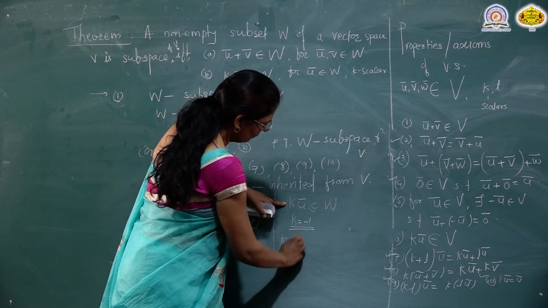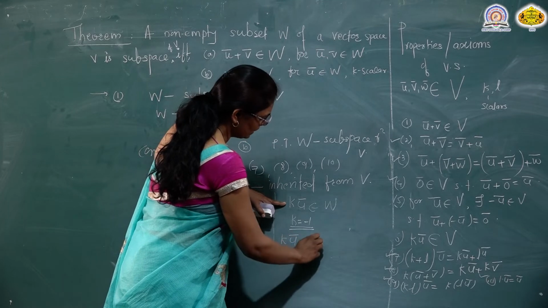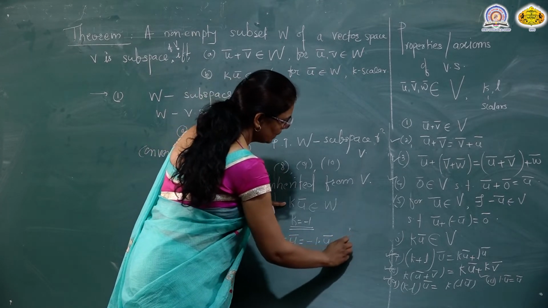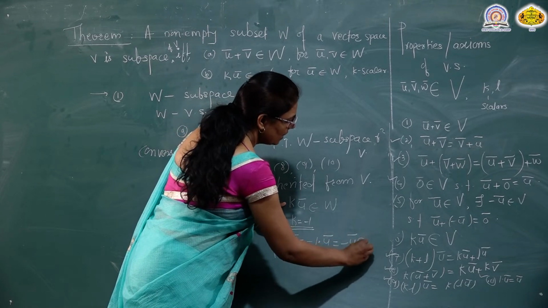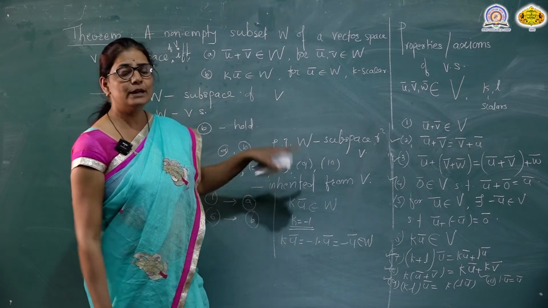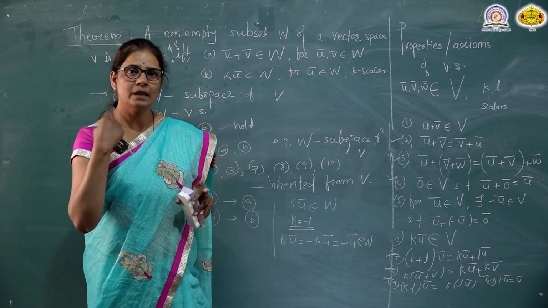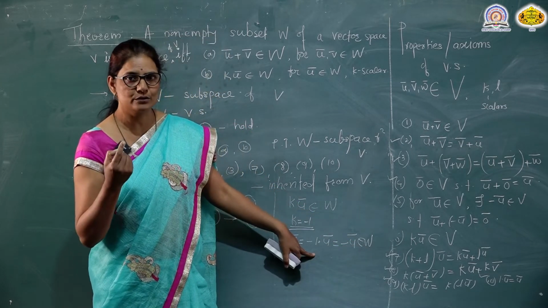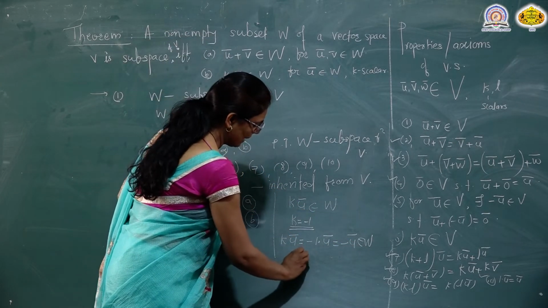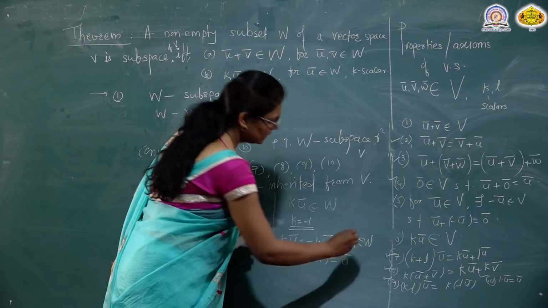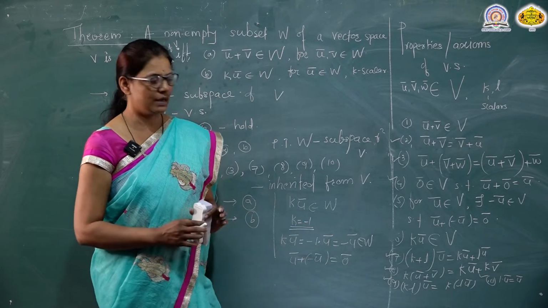So k into minus k u bar becomes minus 1 times u bar, which is equal to minus u bar, which again belongs to W. So for u bar belongs to W, minus u bar, that is, its negation, also belongs to W. And if you add these two elements, u bar plus minus u bar, the answer is equal to 0 bar.